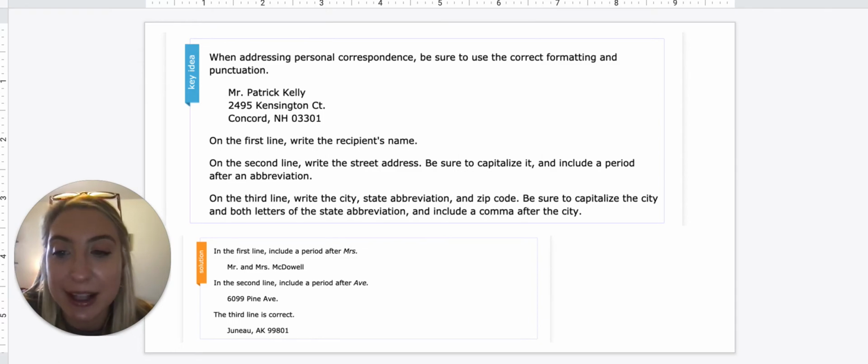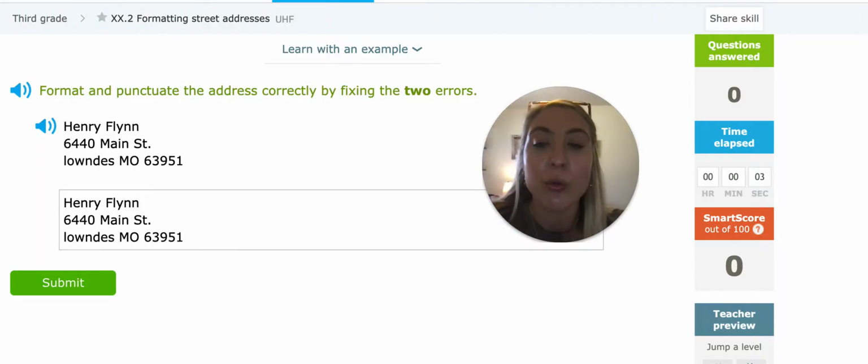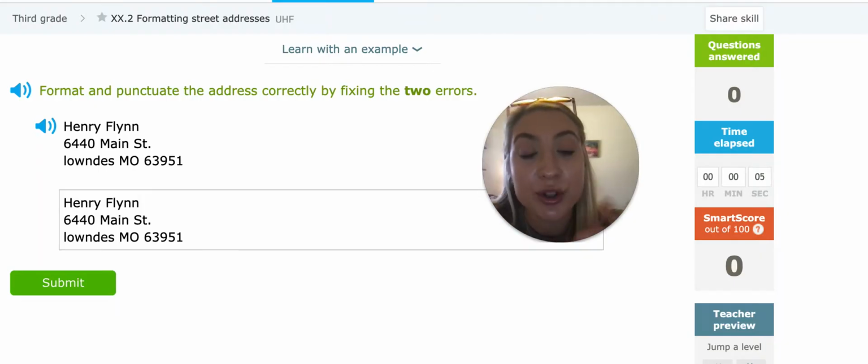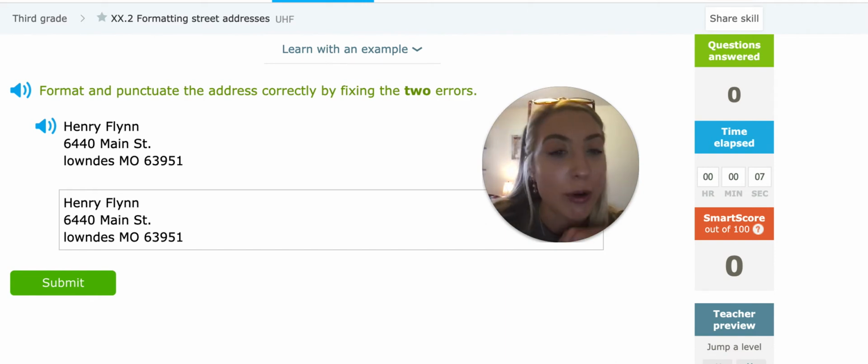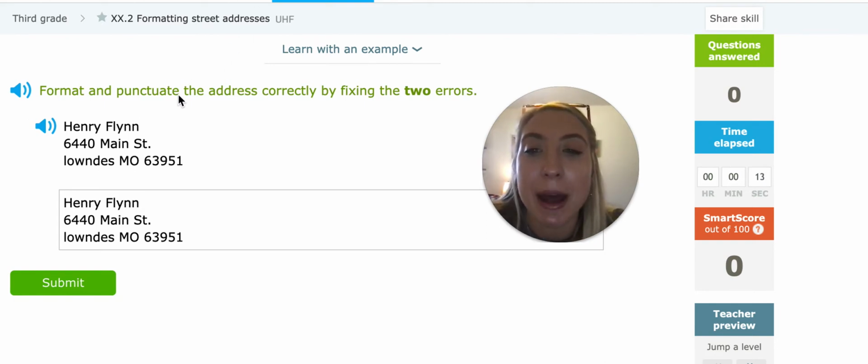So let's do some examples together. We're going to be doing examples through IXL today, but our homework will actually be a quiz on Edmodo, but it's going to be the same thing. So here we are formatting and punctuating the address correctly by fixing the two errors. So we know that there are two things wrong here.